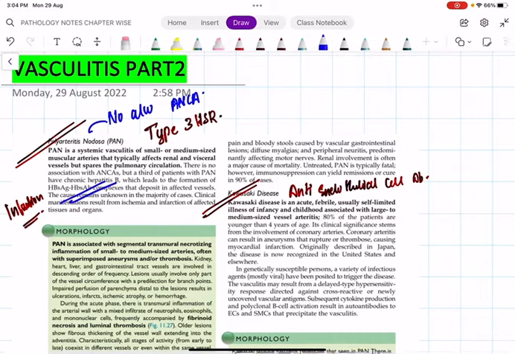That is important. It affects medium-sized muscular arteries. Very, very important. It is going to affect the renal and visceral vessels. It spares the pulmonary circulation. That is why there will be a history of bowel infarction.